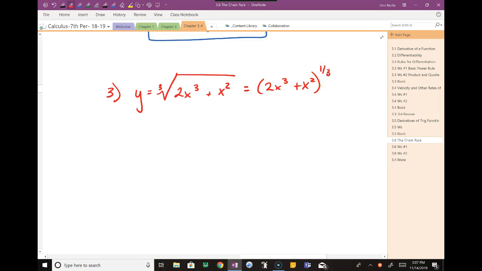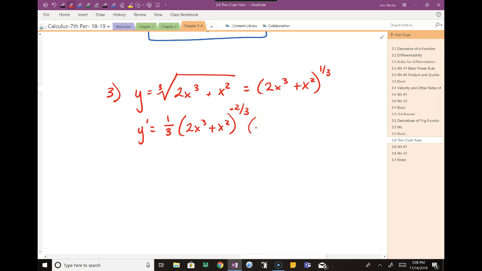Okay, so let's derive it. What's my number out front? 1. So I have 1. Okay. So when I do my deriving, I get 1/3 times 2x cubed plus x squared. What's my new exponent? Okay, so if I subtract 1, we get -2/3, right? So you're only taking away 1. Okay, now times the derivative of the inside.